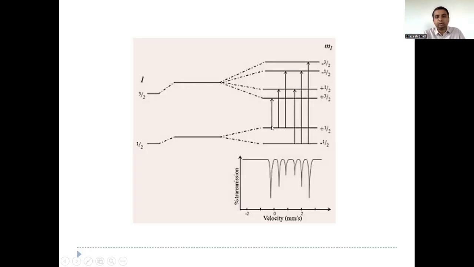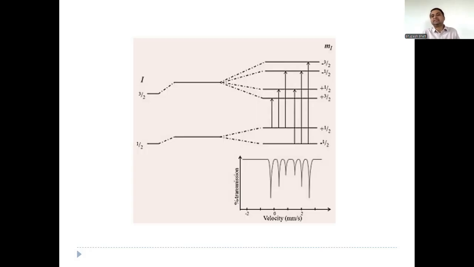From plus half, this can move to plus 3 by 2, plus half, minus half, and minus 3 by 2. And from minus half, it will again have 4 possibilities. But according to the spin selection rule, we know that the difference delta mI should not be greater than 1. That is, it should be either 0 or 1. And that's why we cannot consider the transition from mI equal to plus half to minus 3 by 2, because minus 3 by 2 minus plus half is minus 2, and that's why this transition is not an allowed transition. In a similar way, the transition from minus half to plus 3 by 2 is also not possible, because delta mI in this case will be plus 2.